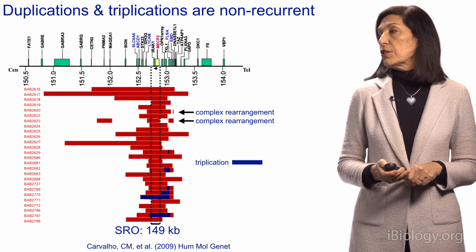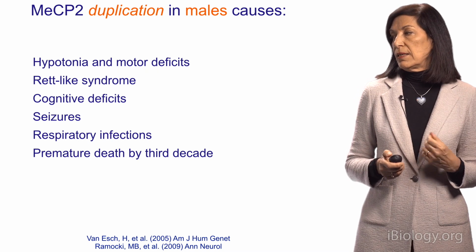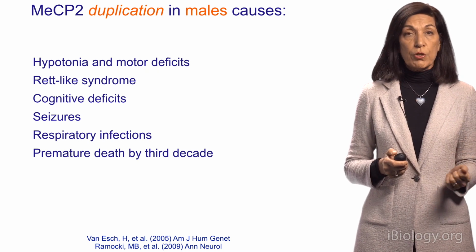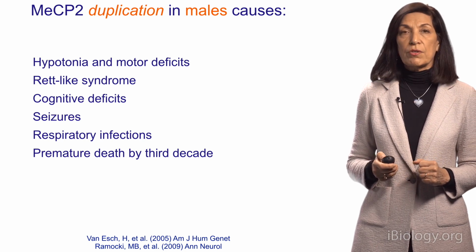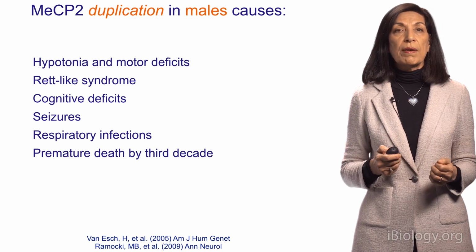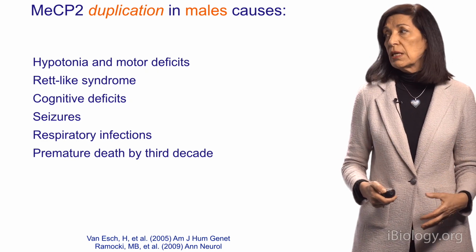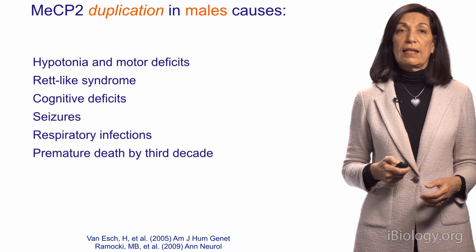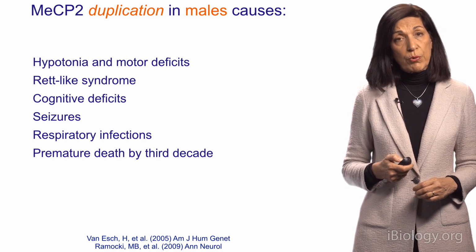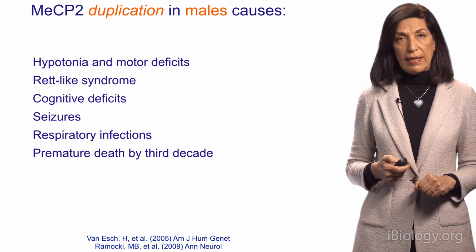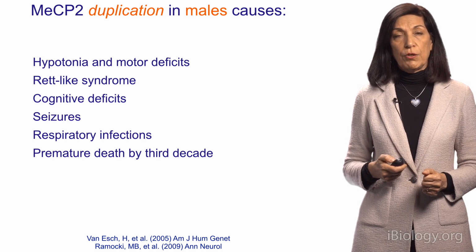So quickly, patients with duplications were identified, and Dr. Hilde Vanesh in Belgium was the first to report on that, and then others from our institutions and others reported on them. All these males with the duplications had motor problems, low tone, features that looked like Rett, cognitive problems, seizures, and respiratory infections, and again, sadly, these boys died, typically by the third decade. So we knew now that having an extra dose of this gene, both in mice and humans, causes disease.